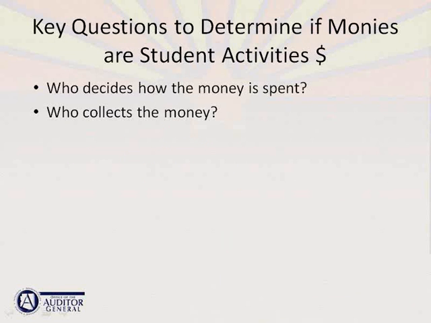Sometimes it isn't easy to tell if an activity is student activities or if it's a school fundraiser or event. When deciding if money should be accounted for as student activities money, you can ask yourself the following questions: who can decide how the money is spent, and who collects the money. If students in a student club get to decide how the money is spent, and if students or a club sponsor collect the money, chances are the money is from a student activity. Amanda will go into more detail on student approval when she covers disbursement.